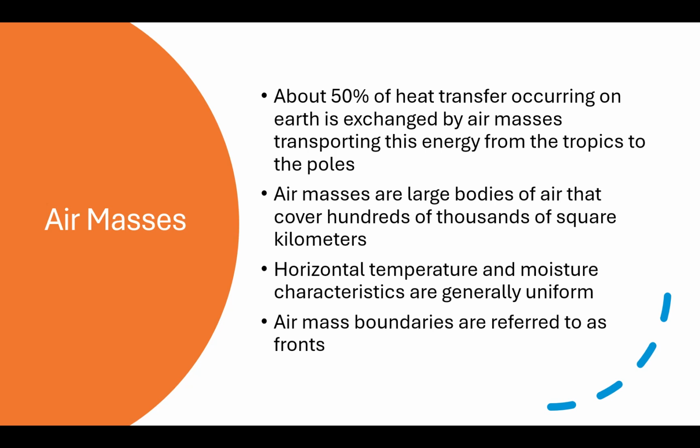Taking that excessive heat from the tropical areas and moving it to the polar areas. Now, air masses are large bodies of air. They cover hundreds of thousands of square kilometers. And the one thing about air masses is that the horizontal temperature and moisture characteristics are generally uniform. Air mass boundaries are referred to as fronts. And in the next training video after this one, I've got another video ready to go that will cover fronts, the different types of fronts. But varying air masses are separated by fronts.